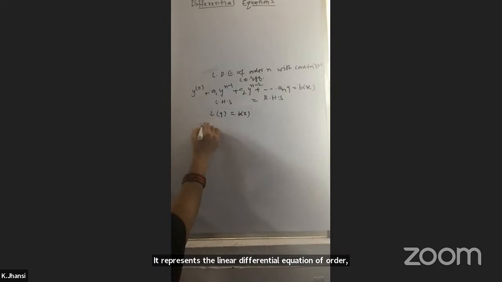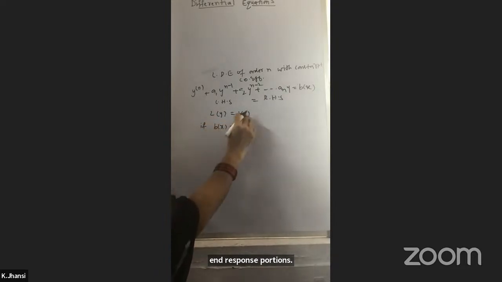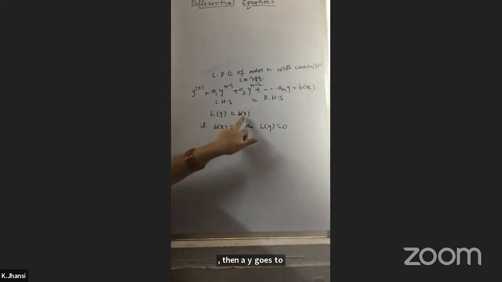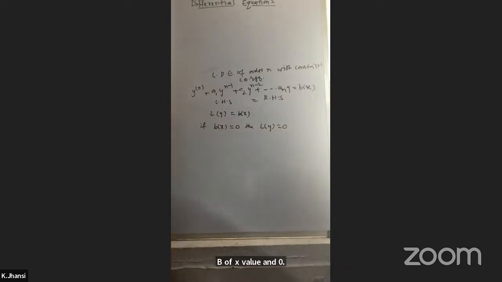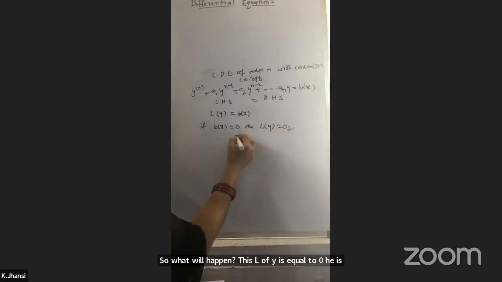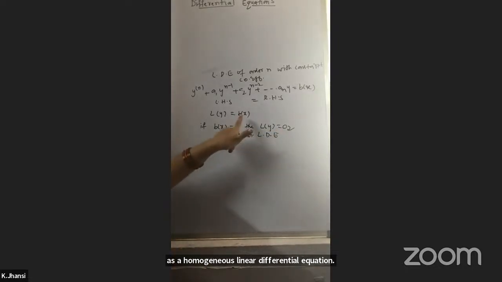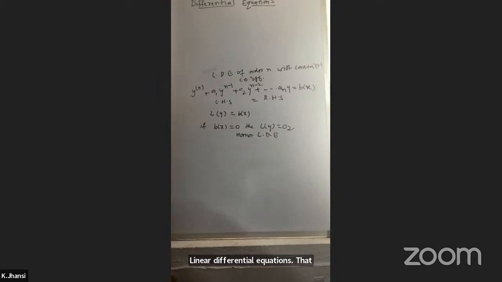If b of x is equal to 0, then L of y equals 0. That means you are substituting the b of x value as 0. So this L of y equals 0 is called a homogeneous linear differential equation. That means here the b of x value is not there. Then we call it a homogeneous equation, or a homogeneous linear differential equation. So problems will be on these.